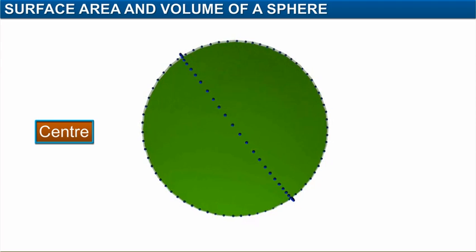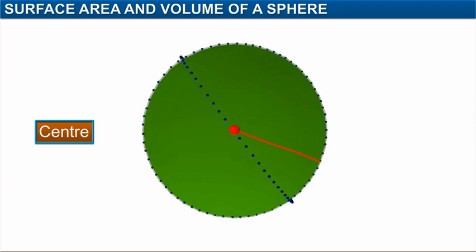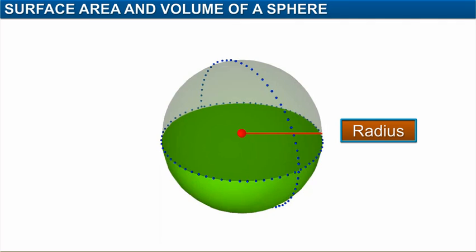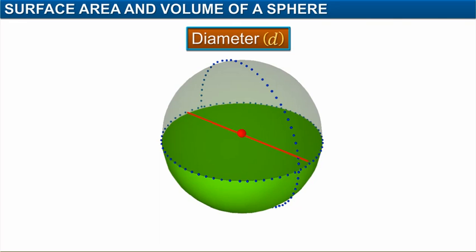The center of a sphere is a point which is equidistant from all the points on a sphere. The distance between the center and any point on the surface of the sphere is called the radius of a sphere. The radius is denoted by the letter r. A line passing through the center and joining two points on a sphere is called the diameter of the sphere. The diameter is equal to twice the radius. It is denoted by the letter d.